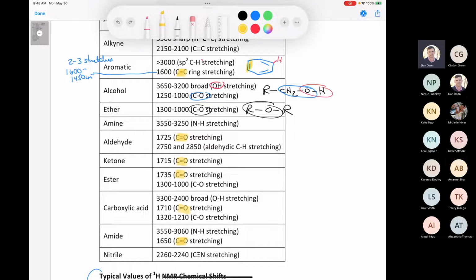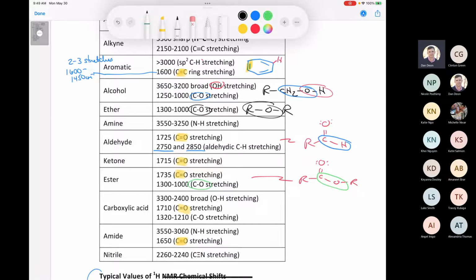So an aldehyde is around 1725. What's neat about an aldehyde is that in an aldehyde we have the carbon-oxygen bond, but then we also have a carbon-hydrogen bond. And this carbon-hydrogen bond gives us what we call aldehydic carbon-hydrogen stretching, which is around 2750 and 2850. You usually see 2 little signals. A ketone carbonyl is around 1715. An ester, of course, has a carbonyl, which is around 1735, but you also have this carbon-oxygen bond, which is around 1300 to 1000.